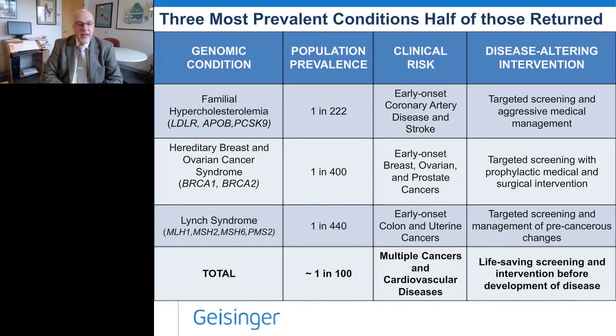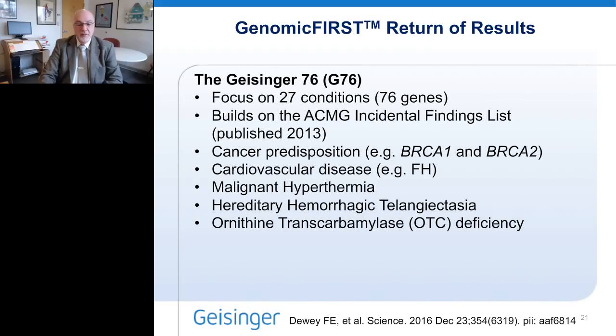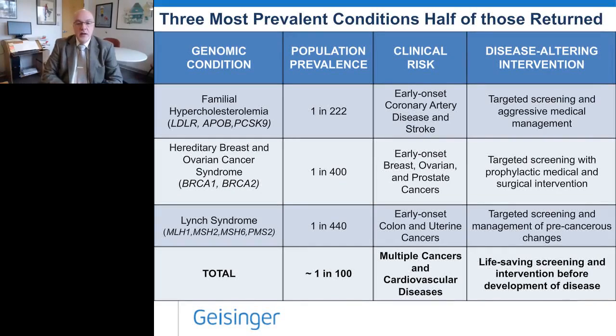Now, as we look at the information, I should have mentioned, and I apologize here, this publication in Science from December of last year provides details on this, and so I would recommend that for your reading if you would like additional information. As I mentioned, these 3 conditions, FH, hereditary breast and ovarian cancer, and Lynch syndrome, are the top priority conditions.